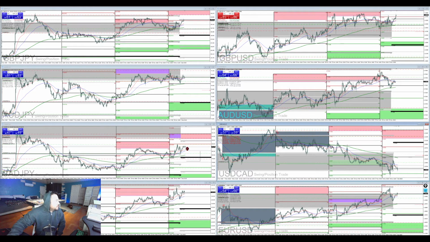Oh, getting pretty close to triggering the CAD yen. I have an alert set for the Australian yen. And we don't trade the pound yen.